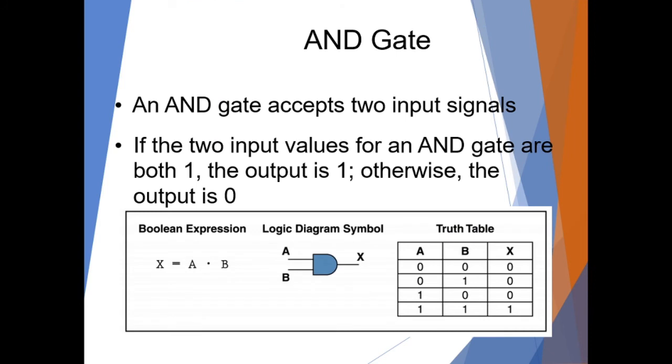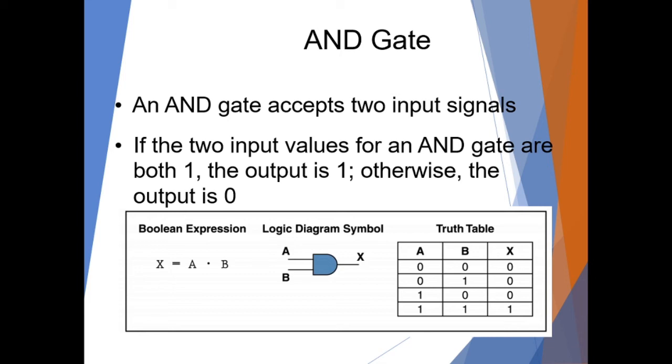Next one is AND gate. The Boolean expression in AND gate is the AND operation, which is represented using the dot symbol. Now look at the logic diagram or symbol. This is the symbol. Here we have two inputs A and B and one output X, where X is equal to A dot B. This dot represents the AND operator and it denotes multiplication.